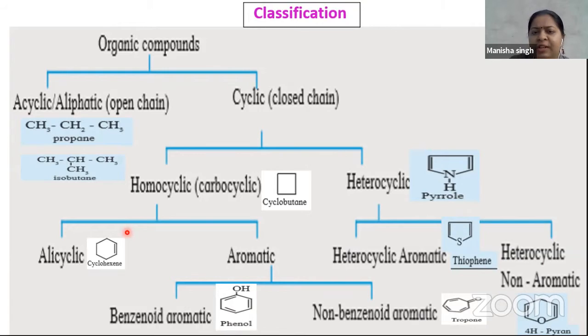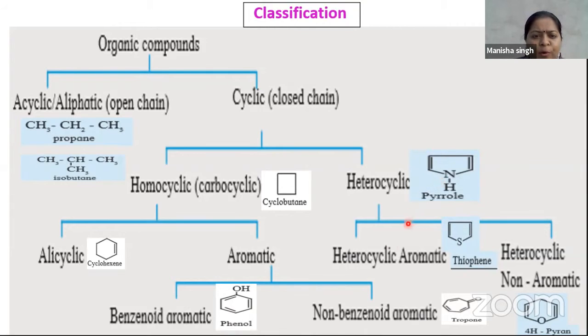Then comes heterocyclic. In heterocyclic, what happens? In the ring, carbon is there, but along with the carbon, other elements can be there. For example, you can see pyrrole. It contains nitrogen in the ring. There can be nitrogen, oxygen, or sulfur in the ring. These are known as heteroatoms, and the compounds which contain them are known as heterocyclic. They are cyclic compounds and they contain heteroatoms, so they are heterocyclic.